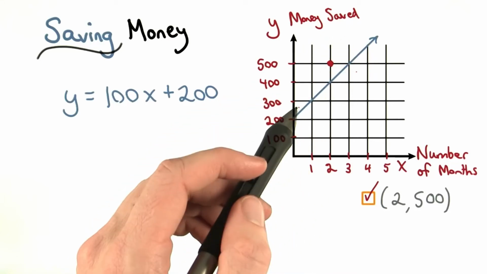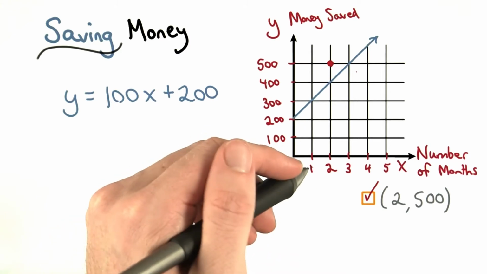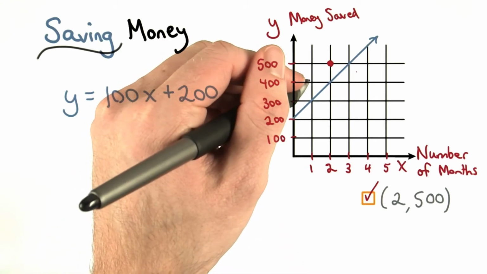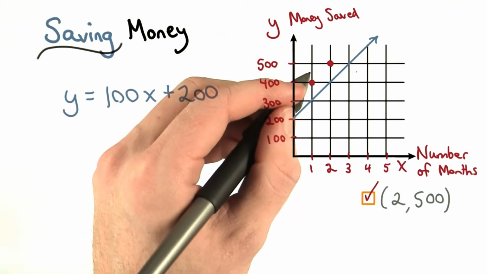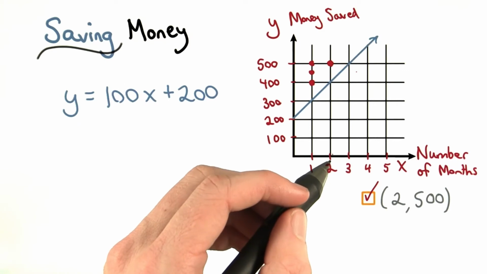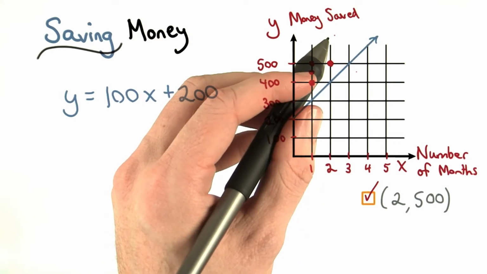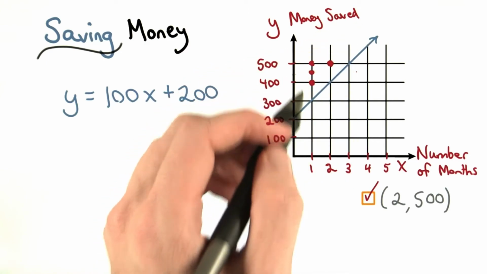There are other points above this line that represent saving more than $100 per month. For example, after 1 month, I could have also saved $400. Or after 1 month, I could have saved $450, or even $500. Similar reasoning could be used at 2 months. I could have saved maybe $600, or $700. So there's tons of points farther above this region.